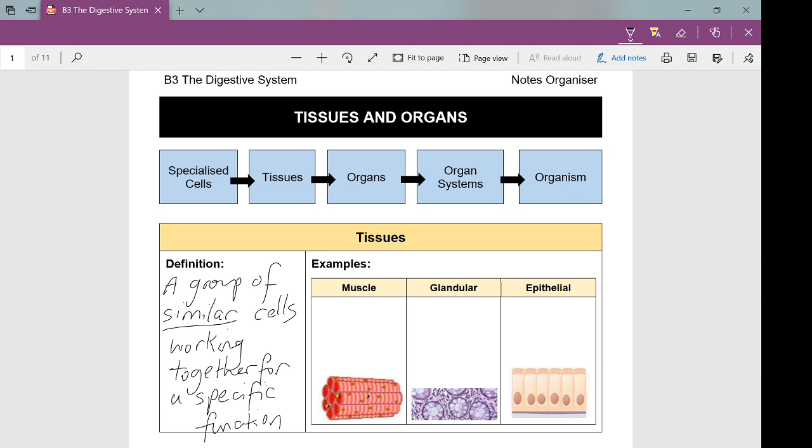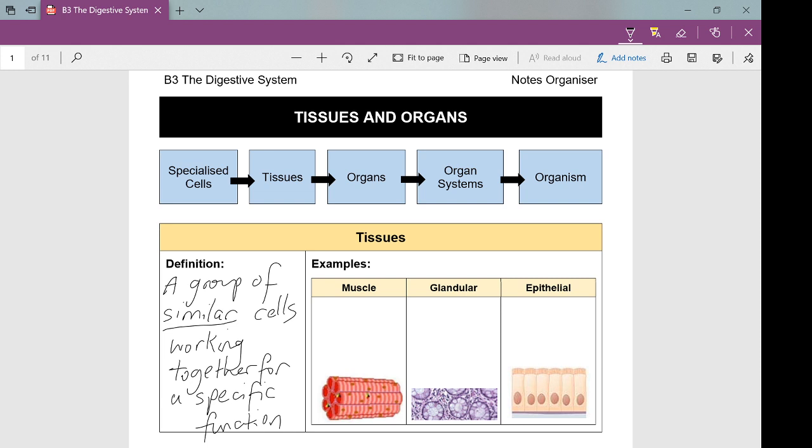On the left, I have examples of different types of tissues. These are not the only types of tissues. You can have nerve tissue and things like that. But these are the main three that come up regularly, again and again. We have muscle tissue, we have what's known as glandular tissue, and we have, it's pronounced epithelial tissue.